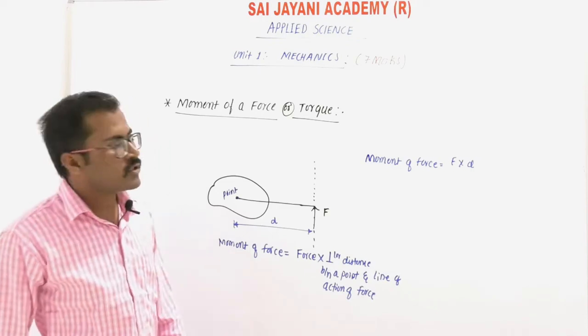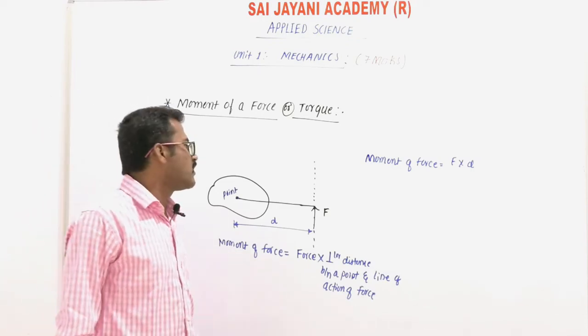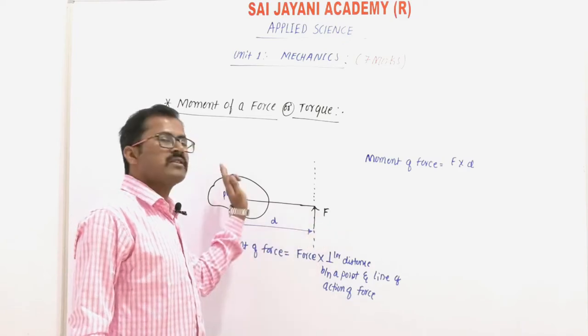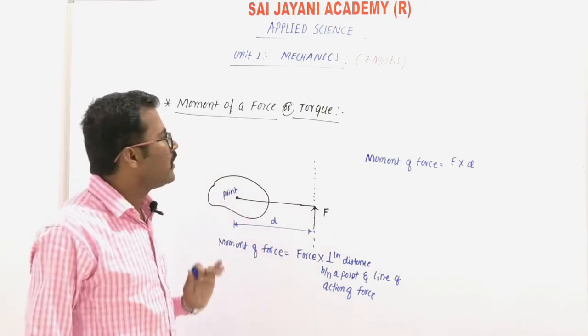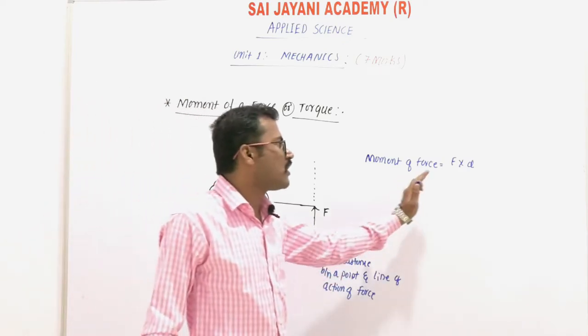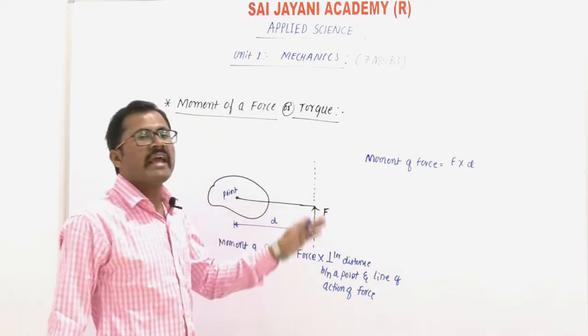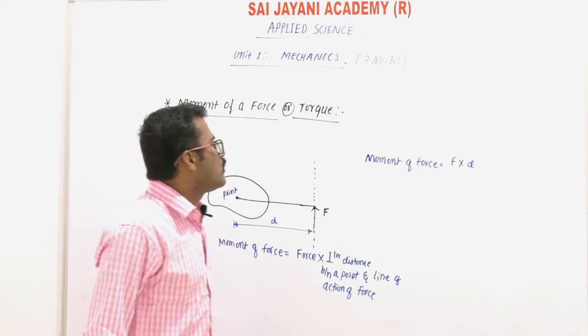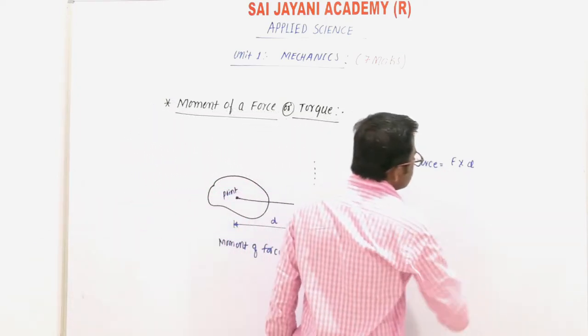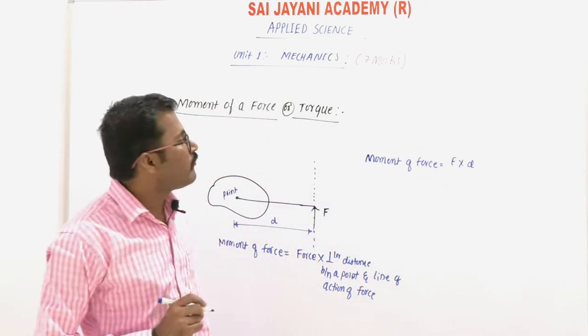So what is moment of force? It is a rotating effect of a force which turns the body about that point, or it is also defined as the product of force and the perpendicular distance between a point and the line of action of force. So the product of force into distance. Then what is the SI unit of moment?